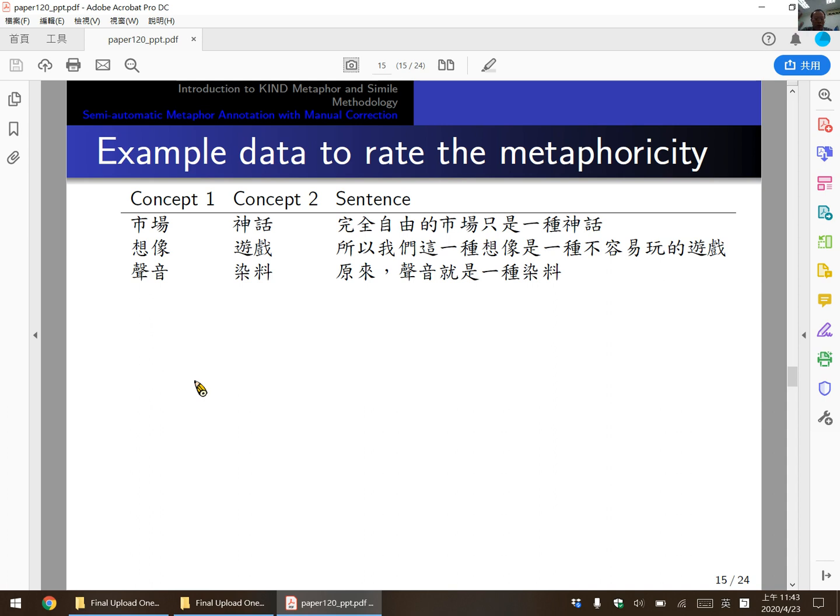So the data we will send to our annotator is like this. The first two will be the automatically extracted nominal concepts. For example, 市场 and 神话 are automatically extracted by the dependency pattern, right? And they also receive the whole sentence, 完全自由的市场 the totally free market is just a myth, a kind of myth, 只是一种神话. So basically, we have three annotators rate the metaphoricity of such sentences based on the two concepts, 市场 and 神话, and we will see the result.